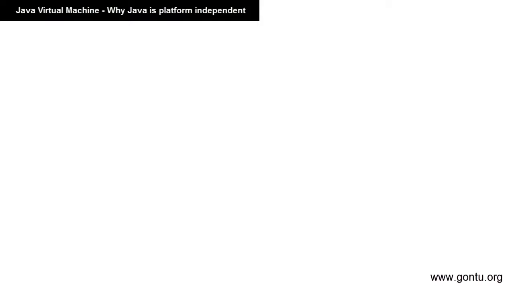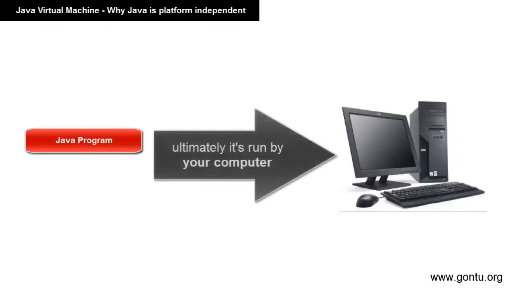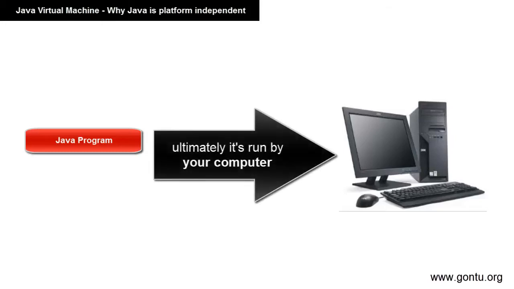In this tutorial, I'm going to talk about how Java works, the story starting from writing a Java program till the point it is executed by your computer. You write a Java program using Notepad or some other text editor like Eclipse IDE. And ultimately, it's your computer which runs this Java program and gives you some desired output.